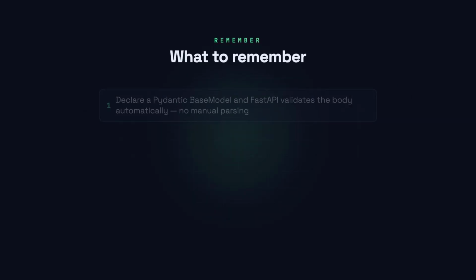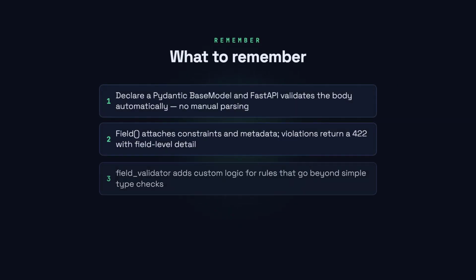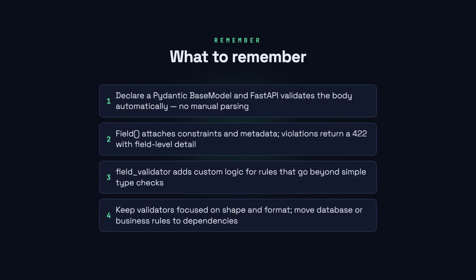To summarize, declare a Pydantic model, type hint your parameter with it, and FastAPI handles all parsing, coercion, and error responses for you. Use Field to express constraints like minimum value or maximum length, and use field_validator when you need a custom rule. Remember the boundary. Validators are for checking the shape of data, not for querying databases or running business logic. Those belong one layer deeper in your application.